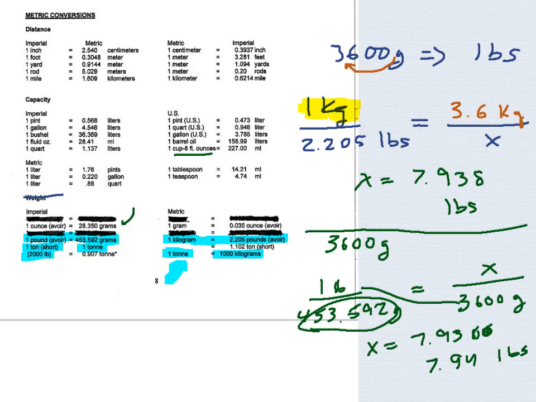You do not have to memorize it, but you do have to know how to use it. So good luck.